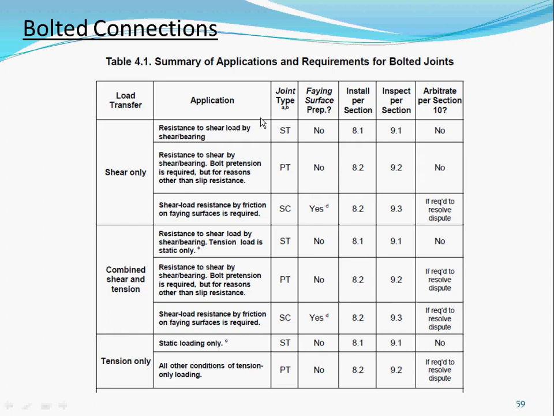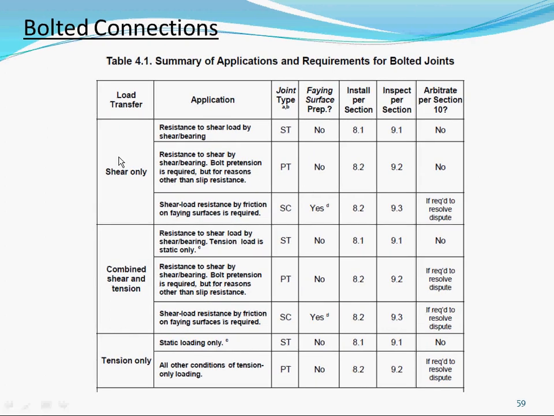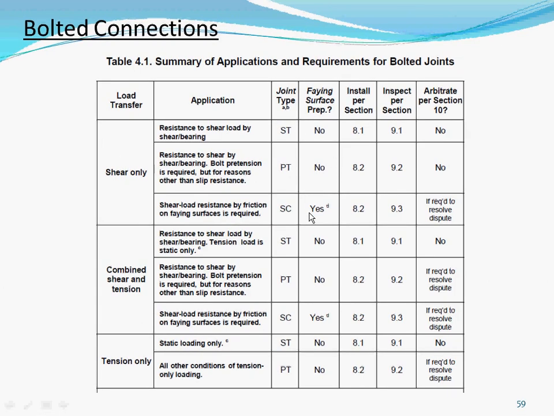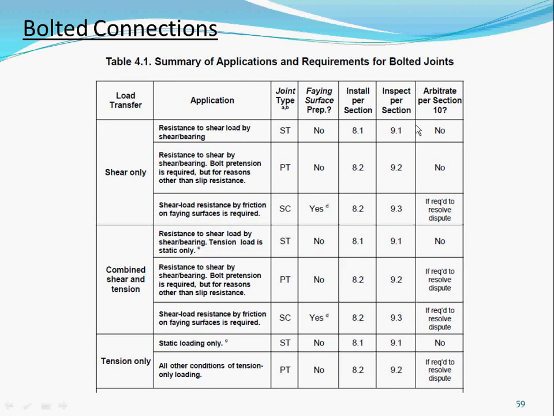Okay, so this is from the RCSC summary. It's actually a pretty good one when you look at it. You can look at any conditions, and this tells you what joint type you have, what kind of preparation, what section you should be installing your bolt, how you inspect it, and if you have any questions between the two, then what arbitration you use.